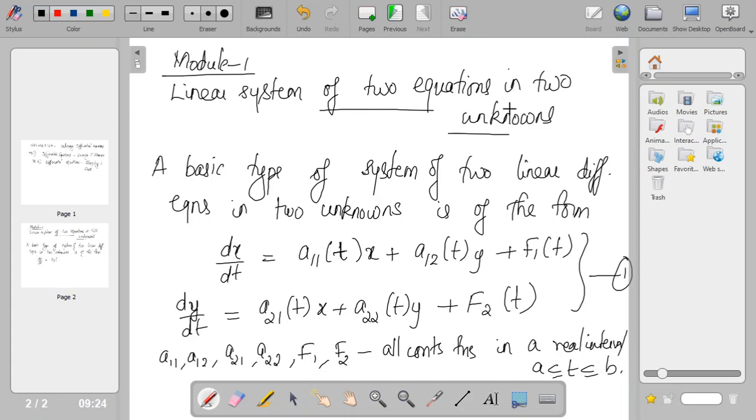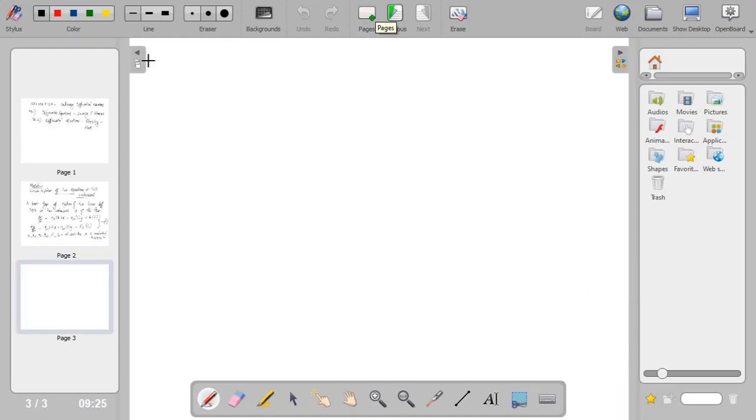Now this is a basic type of linear system of equations, and it can be classified into homogeneous and non-homogeneous linear systems.